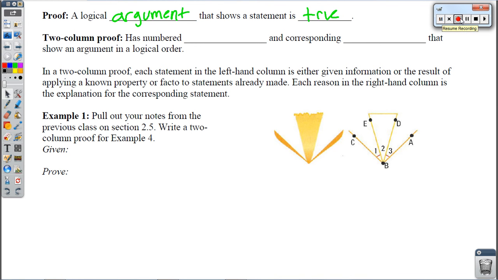In this class, we're going to be dealing with something called a two-column proof. So it has numbered statements and corresponding reasons. The first column is the statements that we're making, and the second column is the reasons for each of those statements. The statements on the left side are going to be either things that we were given as true, or statements that we got from the given statements. So we take the given statements and we go from that to something else. That's the type of thing that we're going to have on the left side. And then again, the right side is just a justification for each step as we go through.